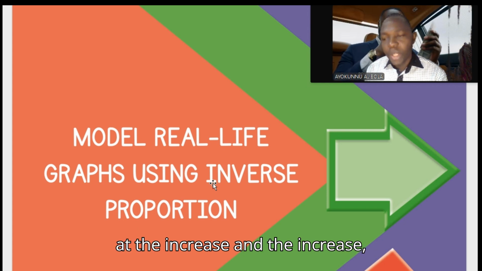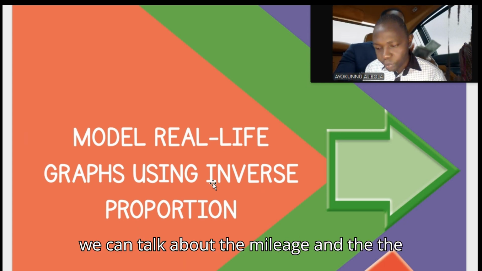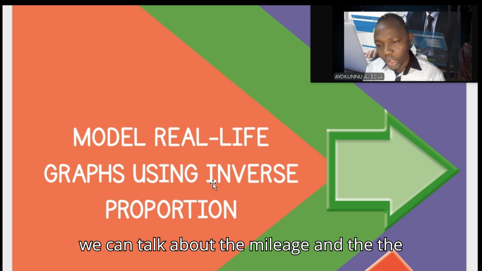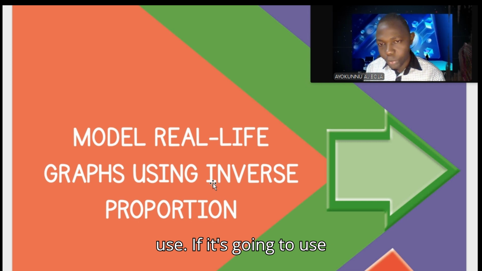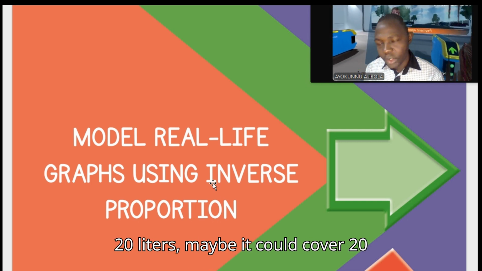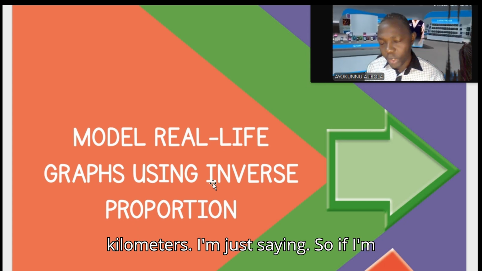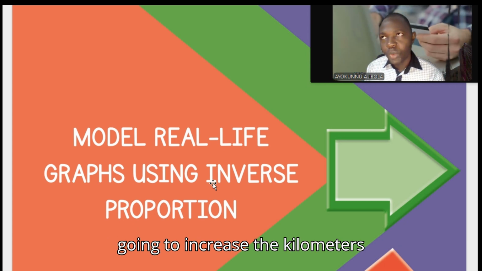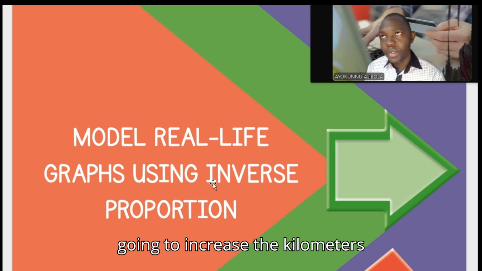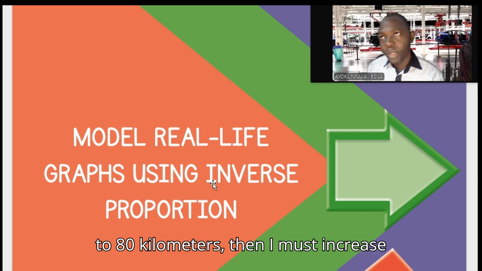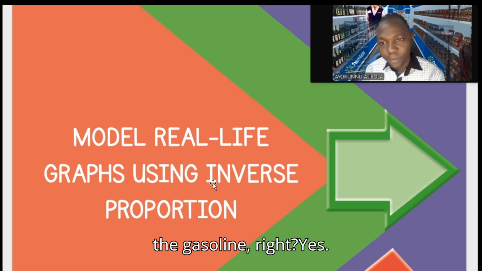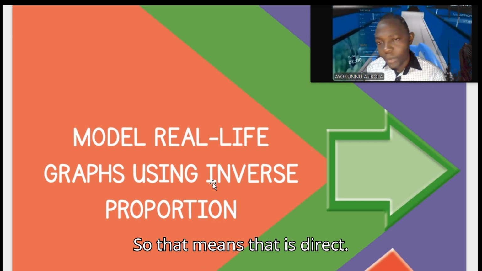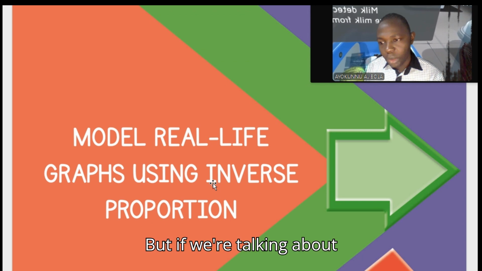If we look at increase with increase, we can talk about the mileage and the fuel, the gas, that a vehicle will use. If it uses 20 liters, maybe it could cover 20 kilometers. So if I increase the distance to 80 kilometers, then I must increase the gasoline, right? So that means that is direct.